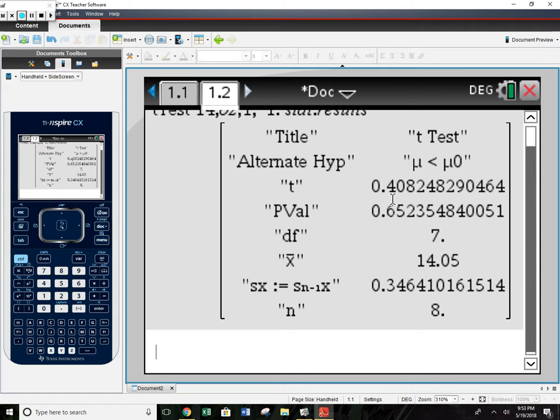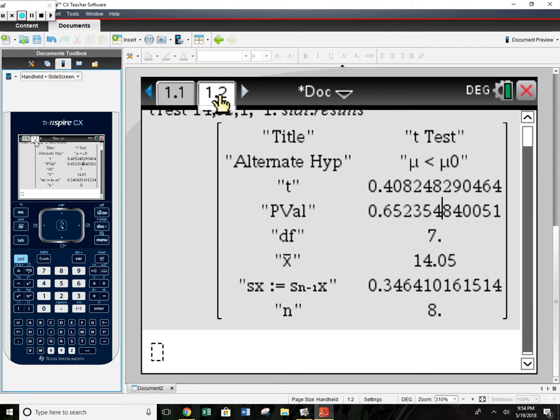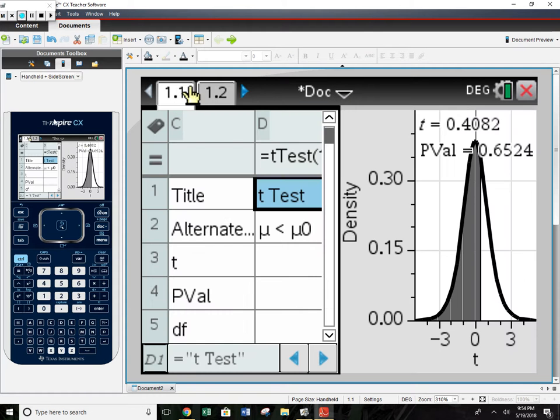So the t-value, the p-value, x bar. So this is the sample. The sample average was 14.05, which is a little more than their claim. So the p-value is pretty high. Now if I go back and look at this, it gives me everything: the t-score, the p-value, 0.65. So we need that 0.65.